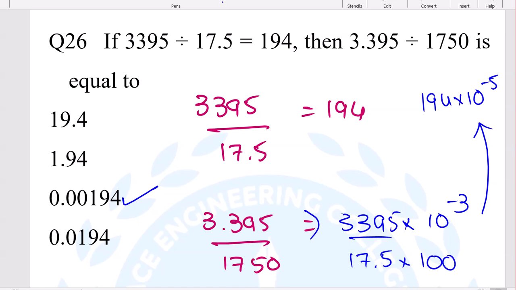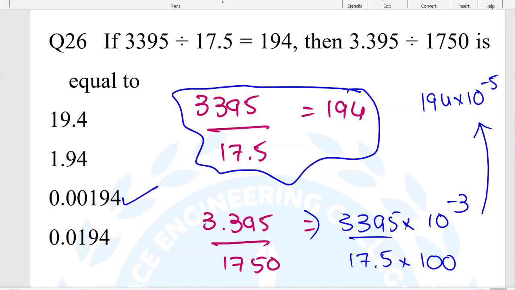They have given already that this is 194. And you need to adjust this decimal and perform it. 10 power minus 5, so you need 5 digits after the dot on the right side. 3 with 194, and 2 more zeros as they are not available.